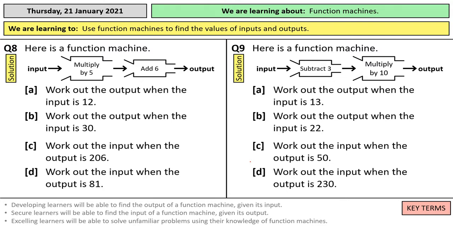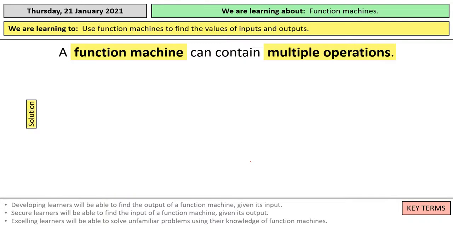Okay, so let's go through these answers. Question 8a was 66, 8b 156, 8c 40, 8d 15. Question 9a was 100, 9b 190, 9c 8, and 9d 26.